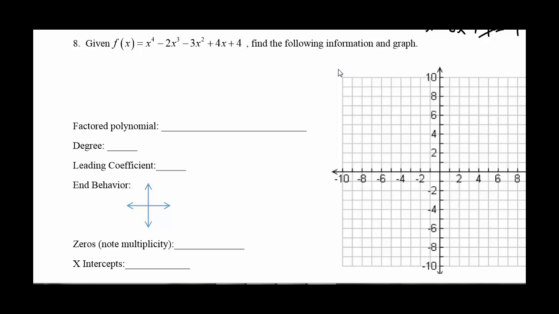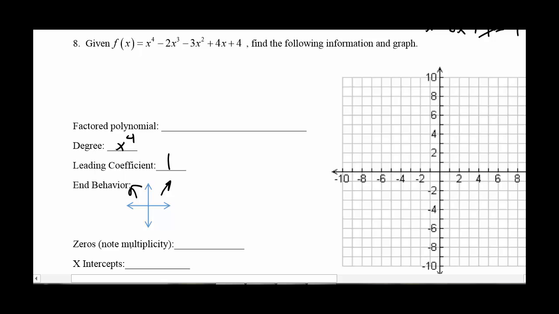All right, so in number 8, we're given this fourth degree polynomial that we're going to have to do a bunch of stuff to. Let's identify what we can right now. We're going to have to do rational roots theorem on it, so it's going to take us a few minutes. But there's a couple of things we can already figure out. For example, I can figure out that it's a fourth degree, and I can figure out the leading coefficient is 1, and end behavior is first and second.